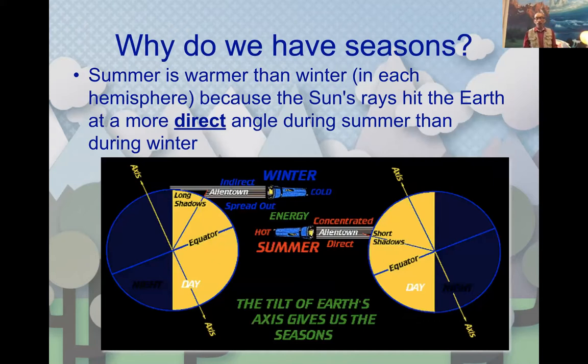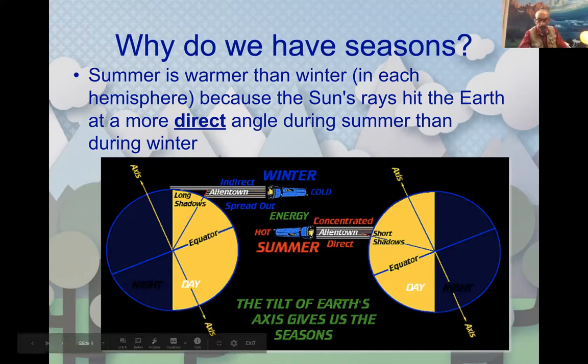Summer is warmer than winter in each hemisphere because the sun's rays hit the Earth at a more direct angle during the summer than during the winter. If we were using a flashlight and some object representing the planet Earth, we would see right here that during the summer, there is more direct light and heat energy coming from the sun, saying that the flashlight represents the sun.